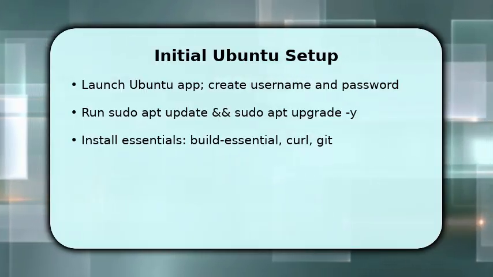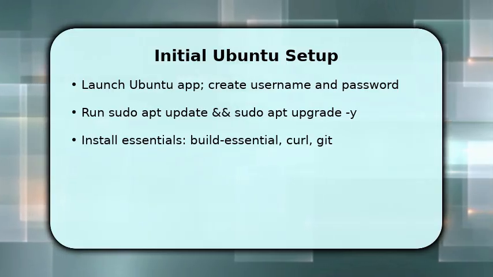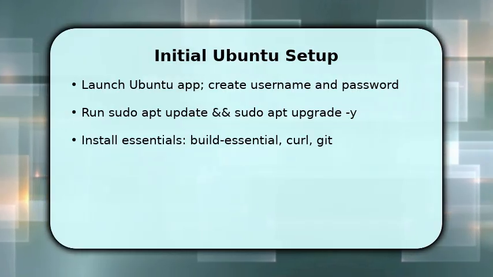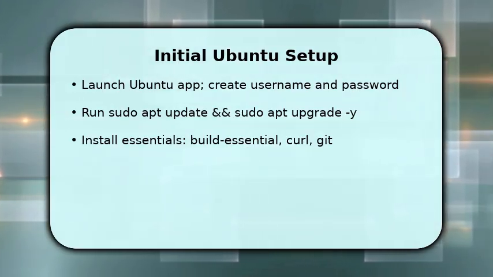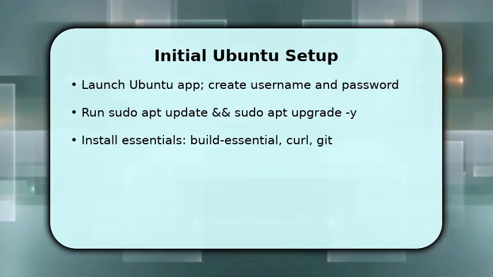Once updated, install essentials like sudo apt install -y build-essential curl git so you can compile, fetch scripts, and manage repos. These steps configure a usable environment. Make sure to confirm prompts and wait for upgrades to finish before installing development tools.